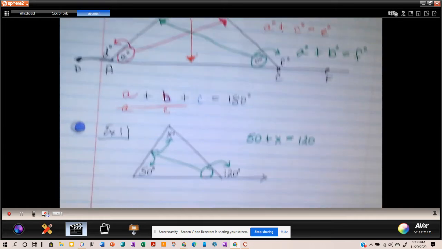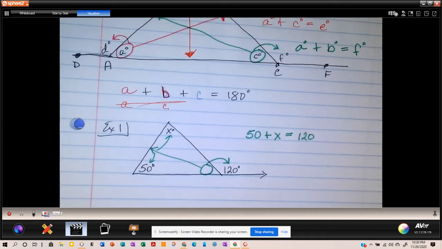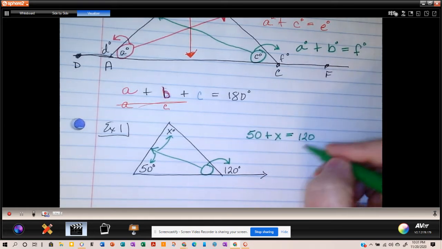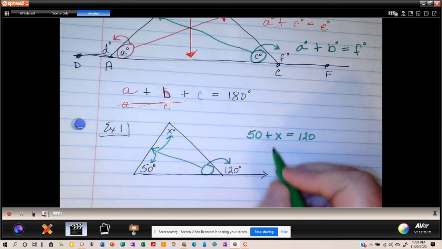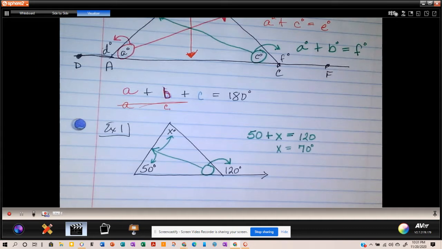Can we solve that problem? Sure. Yeah, 120. Yeah, that's right. So we take 120, subtract 50, and we get X equal to 70 degrees. Easy peasy lemon squeezy. Let's get a little harder.